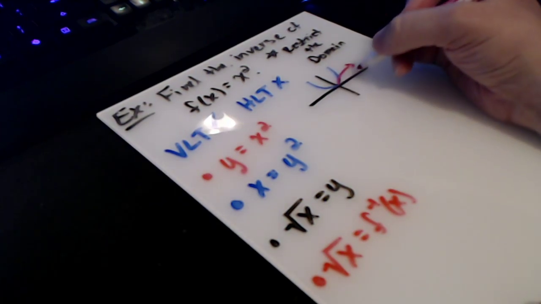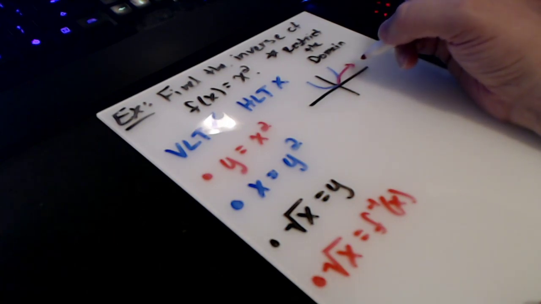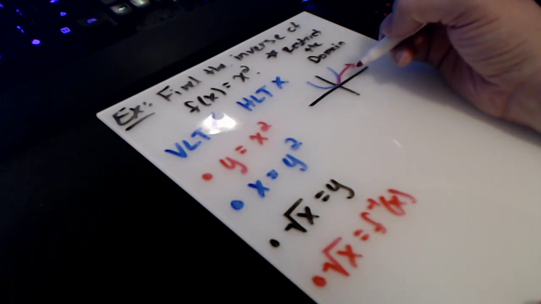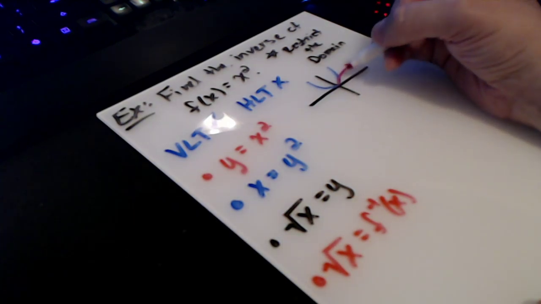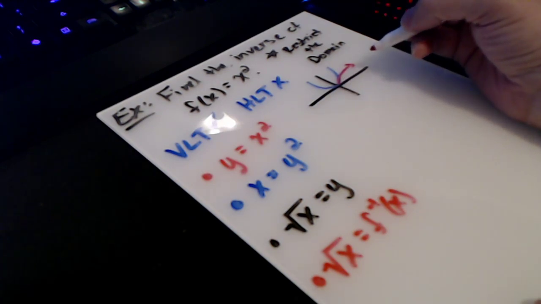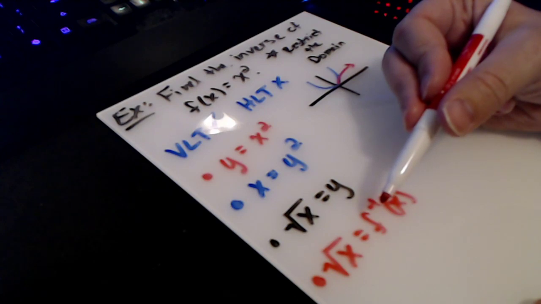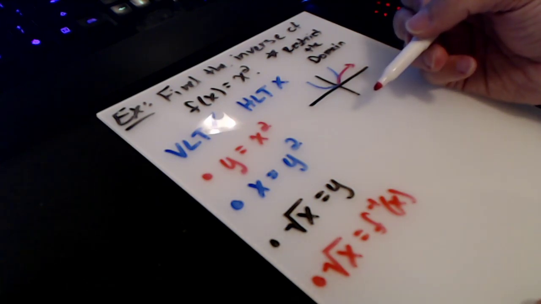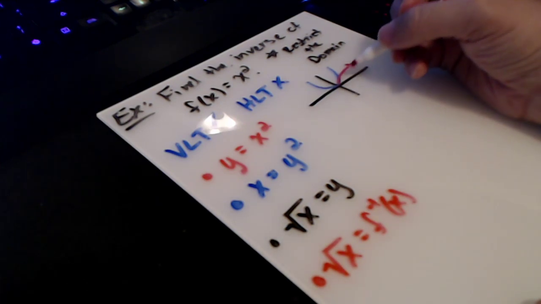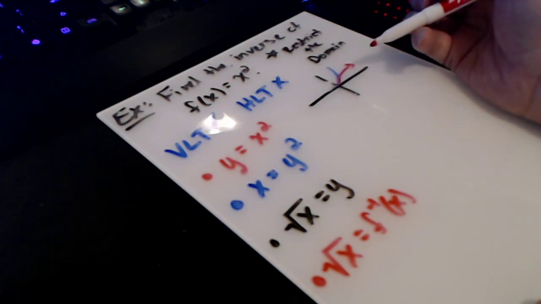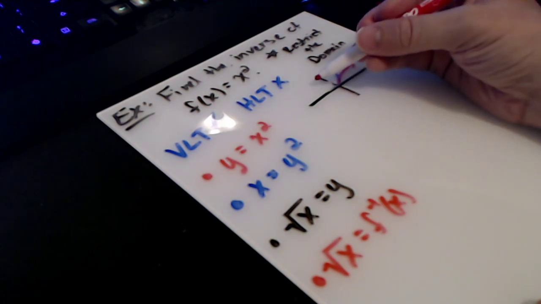The domain of your original function is all real numbers. The domain of your inverse function is from 0 to infinity, because you cannot have a negative value under your square root. That will give you an imaginary number, and if you're going over this material, you don't know how to graph imaginary numbers yet. So you have to restrict everything to 0 to infinity. So it's basically getting rid of this half of the parabola.